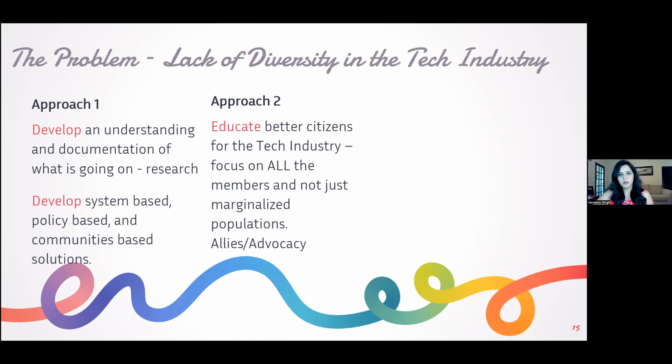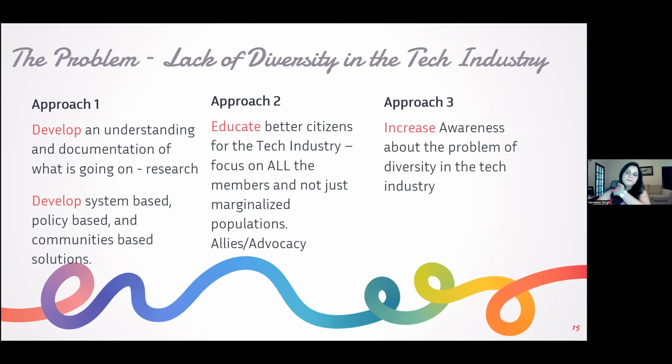I also think a lot about this: we are saying there is toxicity in the tech industry. What is the tech industry? It is our students who are tomorrow's workforce. So as an educator, I think about educating better citizens. What can we do in the university at the undergraduate level so that they are better skilled to be in diverse groups, diverse rooms, and behave appropriately? How do we develop allies, and how do we develop advocates for themselves? And how do we increase awareness about the problem of diversity in tech?